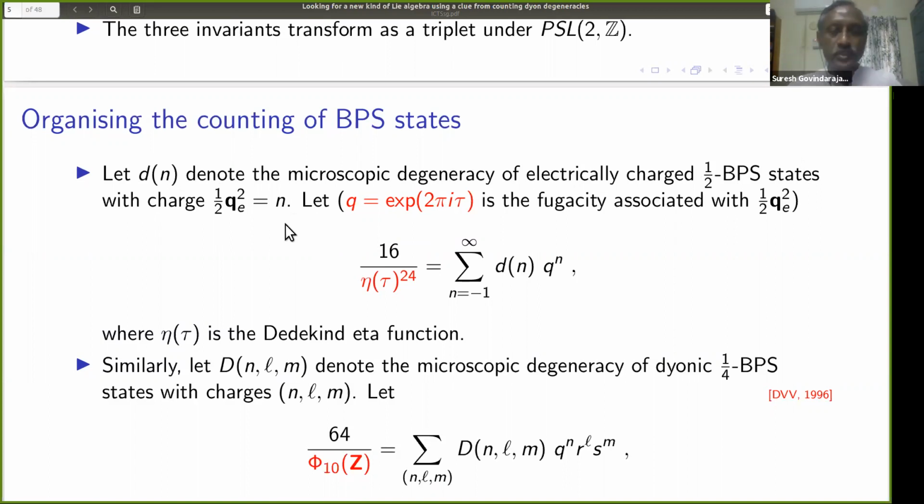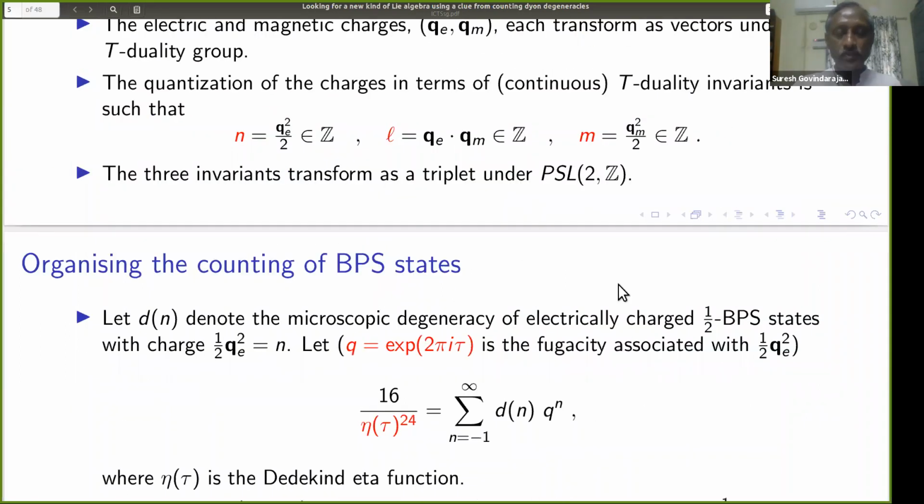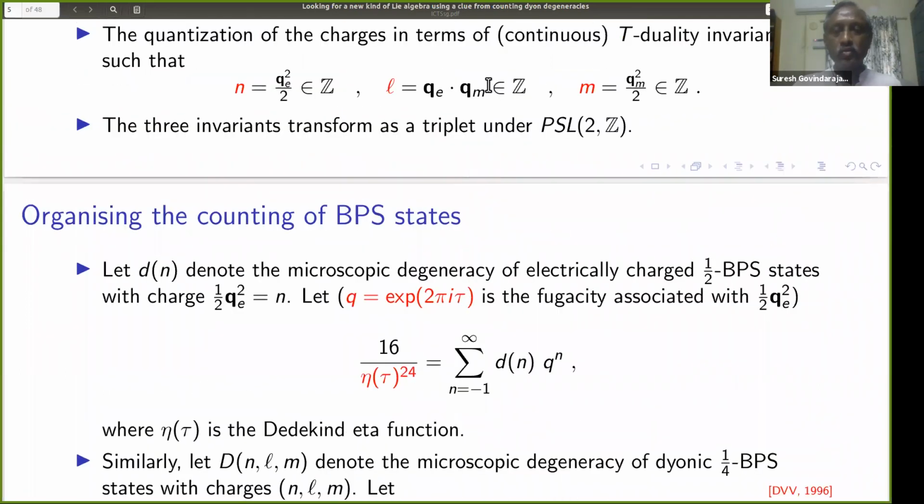And so for large charges, they might be. Okay. So let D of n denote the microscopic degeneracy of electrically charged half BPS states with charge given by half Q_e squared equal to n. So Q_m is 0 in these cases. But by the way, you can have half BPS states which have both electric and magnetic charge.